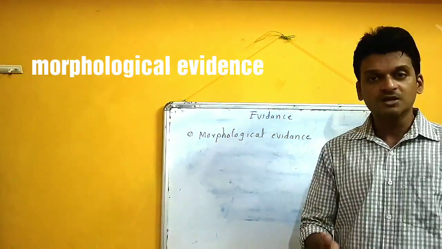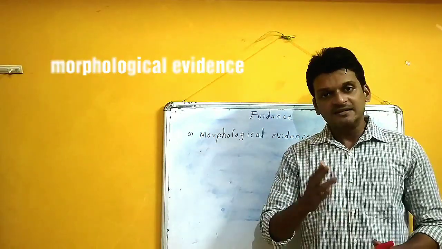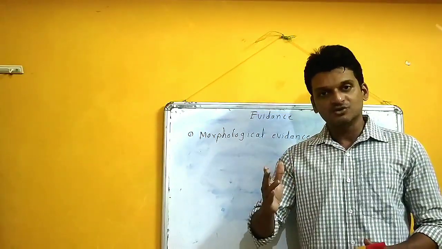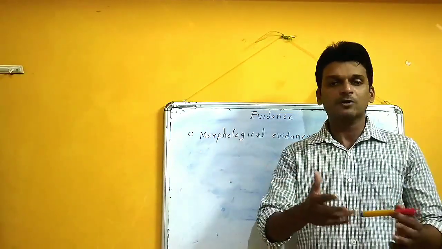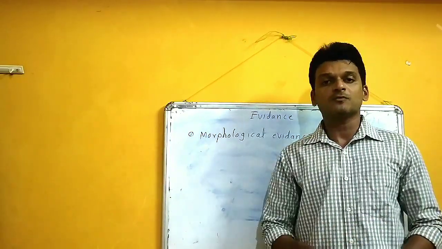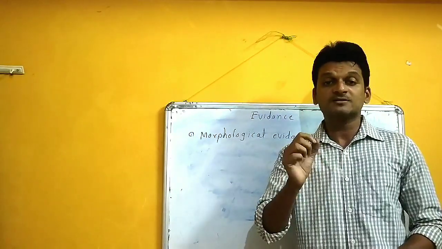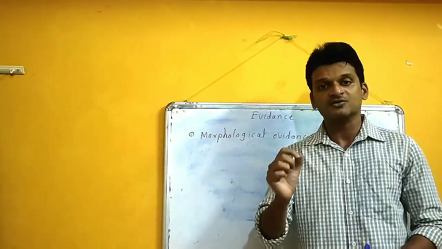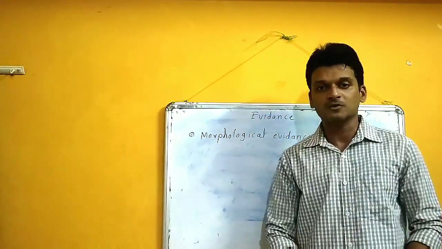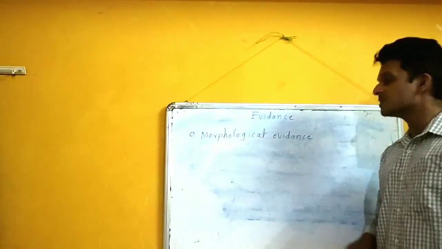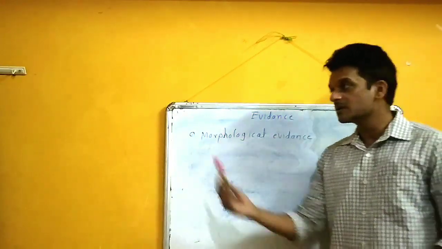What is the meaning of morphology? The branch of science that deals with the form and structure of an organism. It may be a plant or it may be an animal. That is called morphology. In simple terms, the study of external features, external structures, external characters of an organism is called morphology. And that evidence is called morphological evidence.